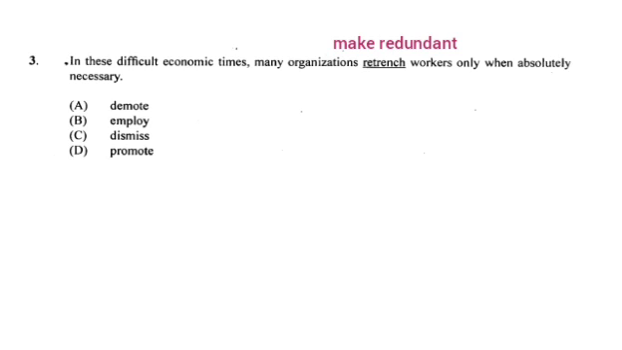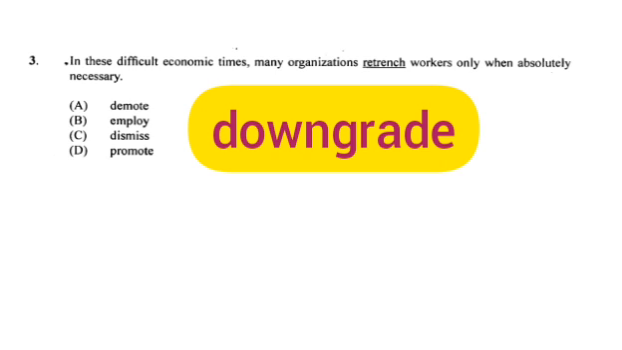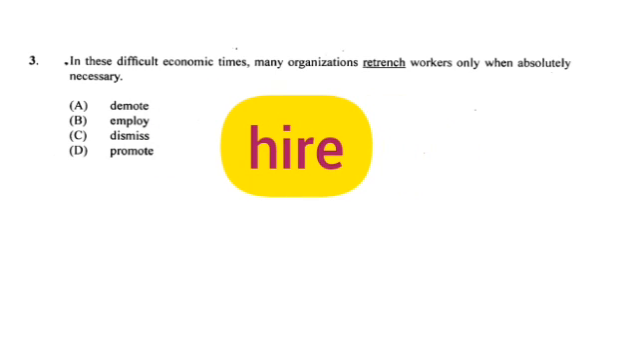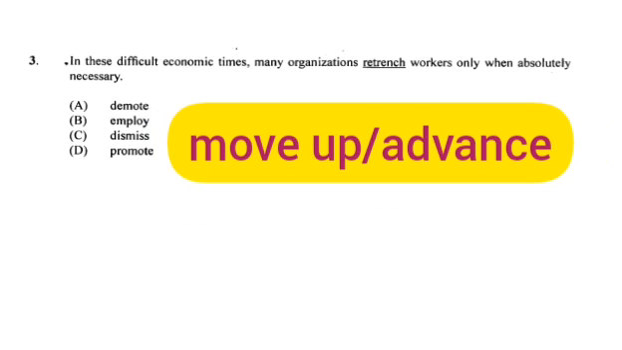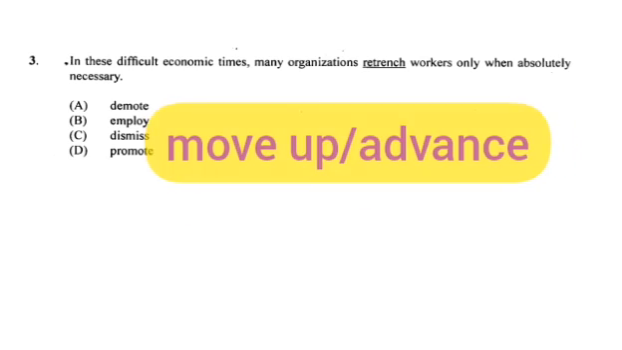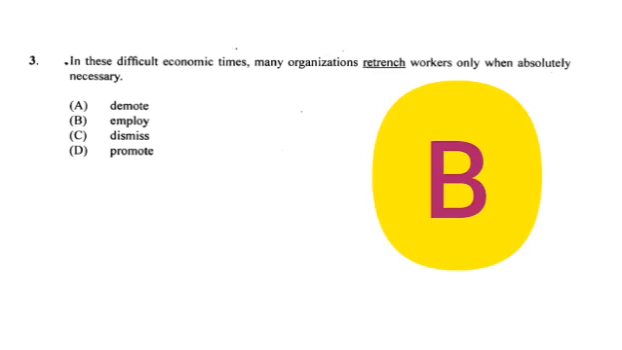Let's take a look at the meanings for the answer options. To demote means to downgrade or to make lesser. To employ means that you are hiring, you hire somebody. To dismiss means to fire, and to promote means to move up or to advance to a better position. Based on these definitions, the answer would be employ, B.